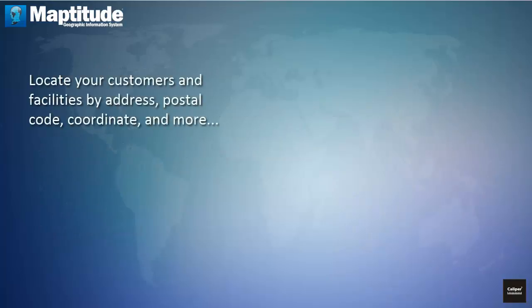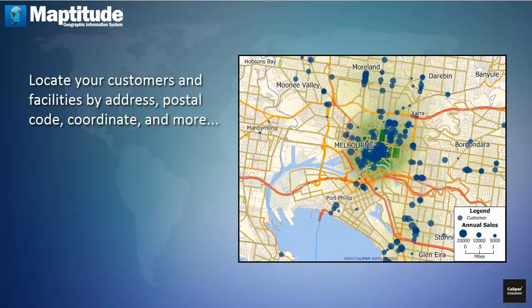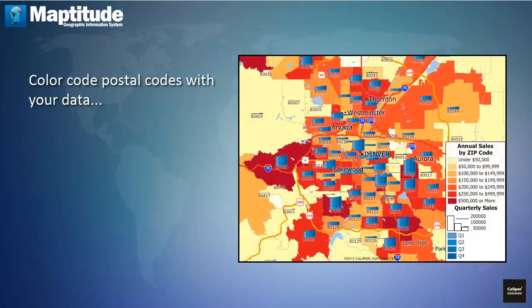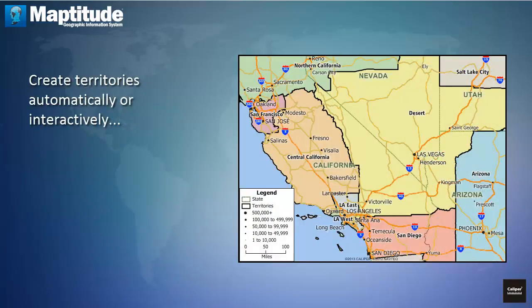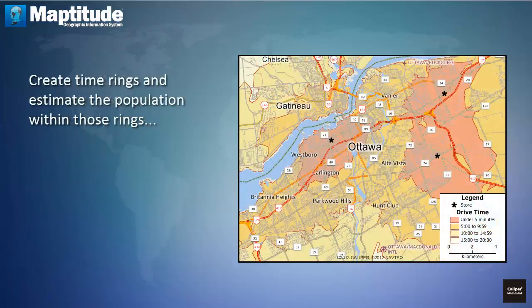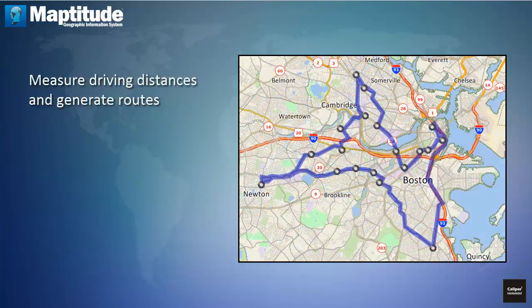In a few easy steps, you can locate customers and facilities by address, postal code, coordinate, and more, color code postal areas with your data, build rings around your location and estimate the population and other demographics within those rings, create territories automatically or interactively, create time rings and estimate the population within those rings, measure driving distances and generate routes.